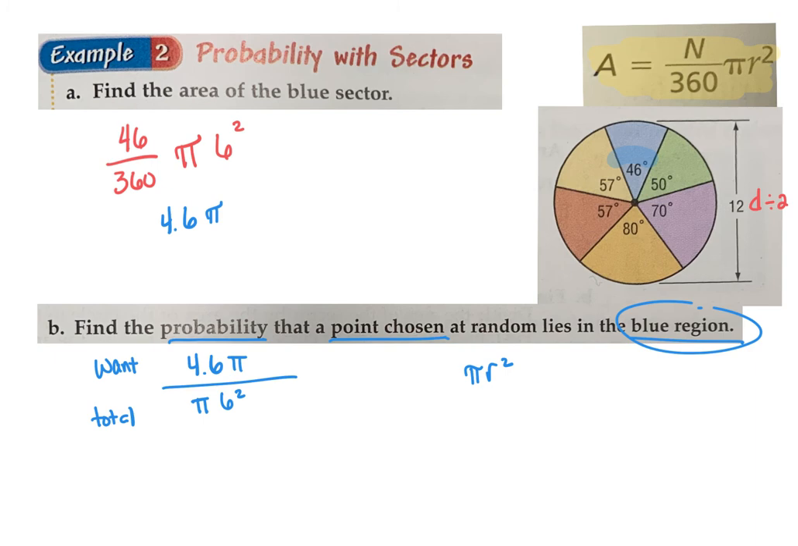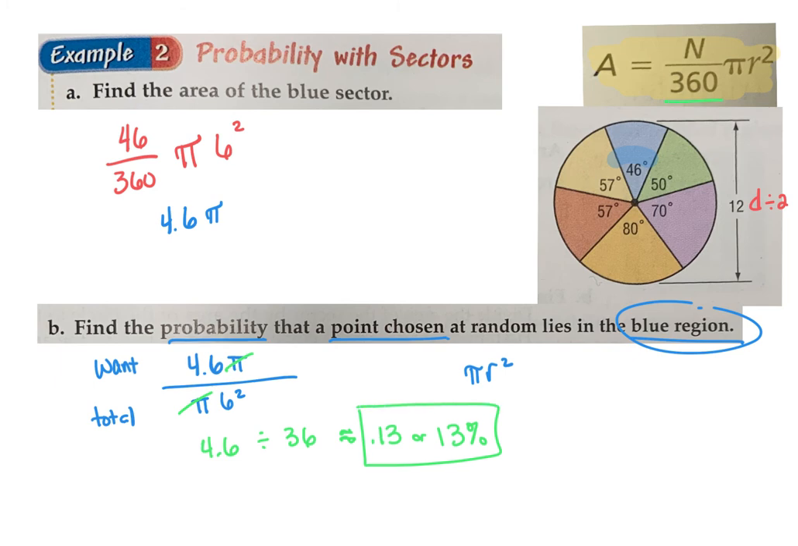Now, just like any other fraction, your pi's are in the numerator and in the denominator. You can reduce it by just canceling those out. So you get 4.6 divided by 36, which actually gives you 0.13 when rounded. And if you want percentage, that would be 13%.